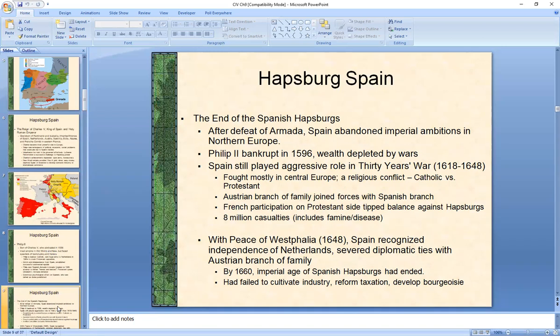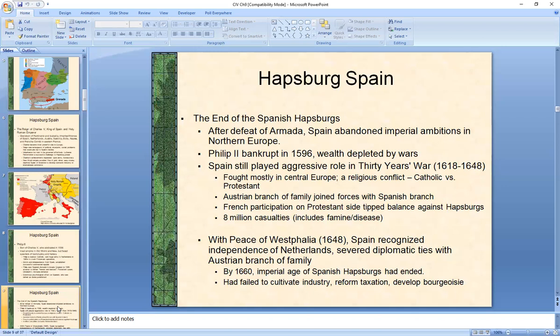And they still tried to play an aggressive role in the 30 Years' War. It was mostly a religious conflict, Catholics versus Protestants. The Austrian branch of the Habsburgs joined forces with the Spanish branch in this fight. The French participation on the Protestant side actually tipped the balance against the Habsburgs. There were a total of 8 million casualties. That includes famine and disease. You've got to add that in. And in 30 years, there's a lot of famine and disease that can go on.